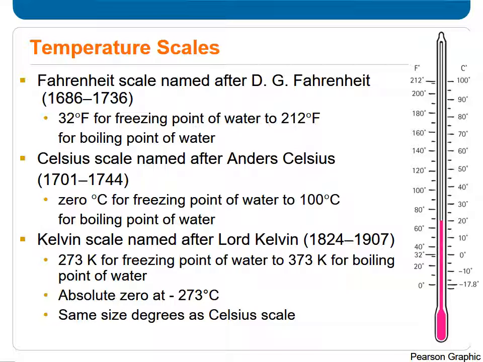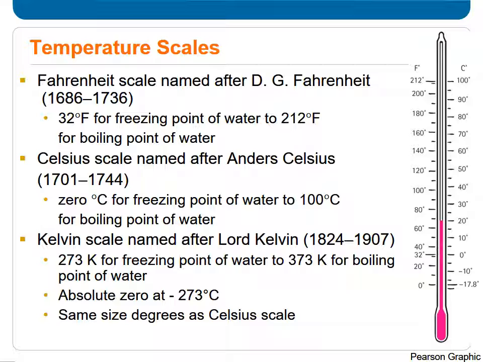There are 3 common temperature scales in use, many more exist. In the US we use the Fahrenheit scale, named after G.D. Fahrenheit, who worked in the early 1700s. In this scale, 32 degrees Fahrenheit is set as the freezing point of water and 212 for boiling point of water. 0 degrees Fahrenheit was established as the temperature of a solution of brine made from equal parts of ice and salt. The rest of the world uses the Celsius scale, named after Anders Celsius, 1701–1744. This scale uses 0 degrees Celsius for freezing point of water to 100 degrees Celsius for boiling point of water.